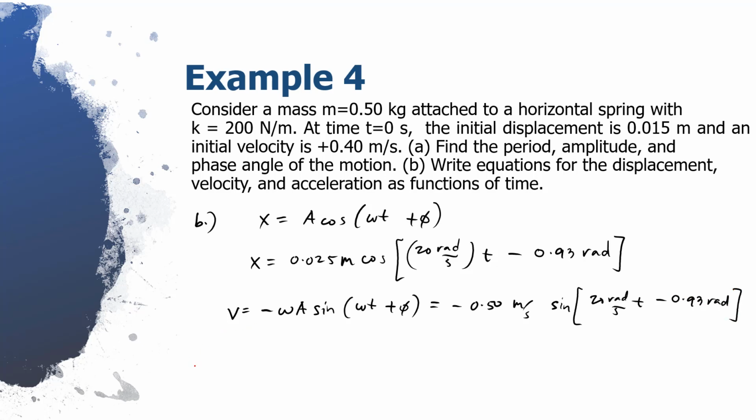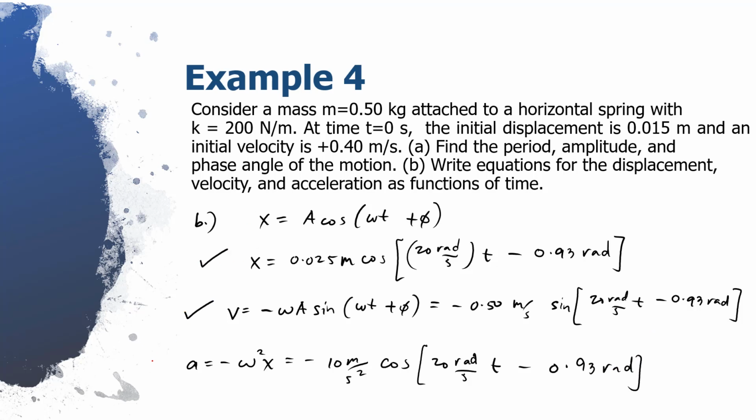So this is my velocity, and my acceleration is equal to minus omega squared x, and this is equal to minus 10 meters per second squared cosine of 20 rad per second t minus 0.93 rad. So this is the displacement, the velocity, and the acceleration.